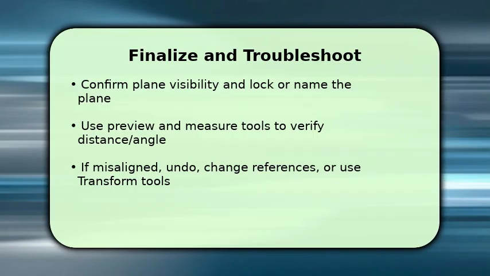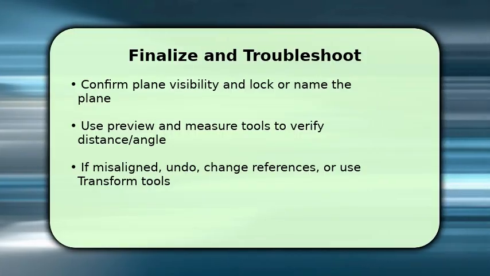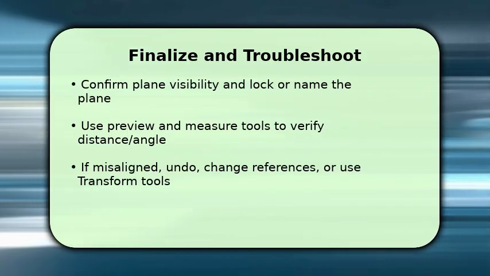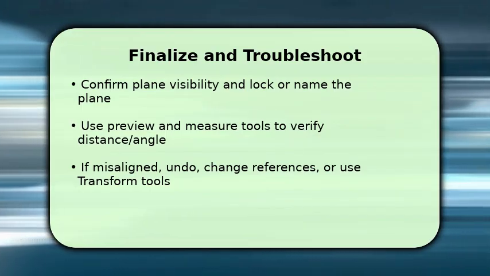Use measure to verify distance or angle relative to known features, and lock or freeze the plane if your workflow supports it. If things go wrong, planes not where expected, undo immediately, reselect clearer reference geometry, or use the transform/rotate tools to nudge the plane. One key troubleshooting tip: check for duplicate.